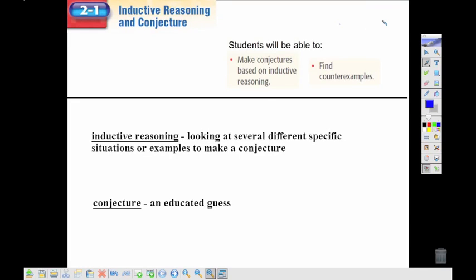In this lesson, we're looking at something called inductive reasoning, and the other keyword is conjecture. With inductive reasoning, the basic idea is we look at several specific examples or situations and make a guess about what would happen next. So a conjecture is basically an educated guess based on examples that we've already seen.